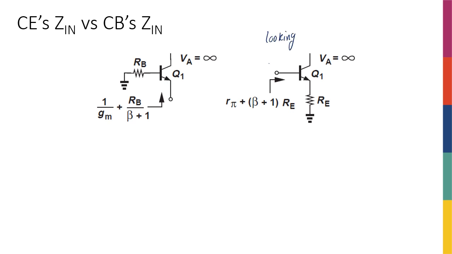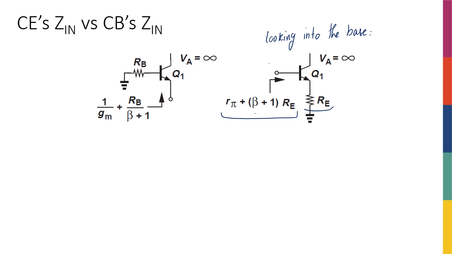So looking into the base, what we see is Rpi and whatever is in the emitter, which is this guy, times beta plus 1. So that's the resistance that I see looking into the base.